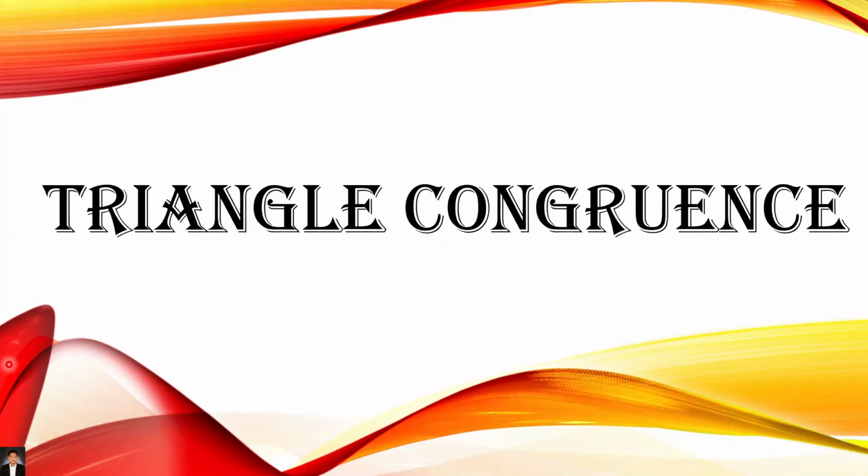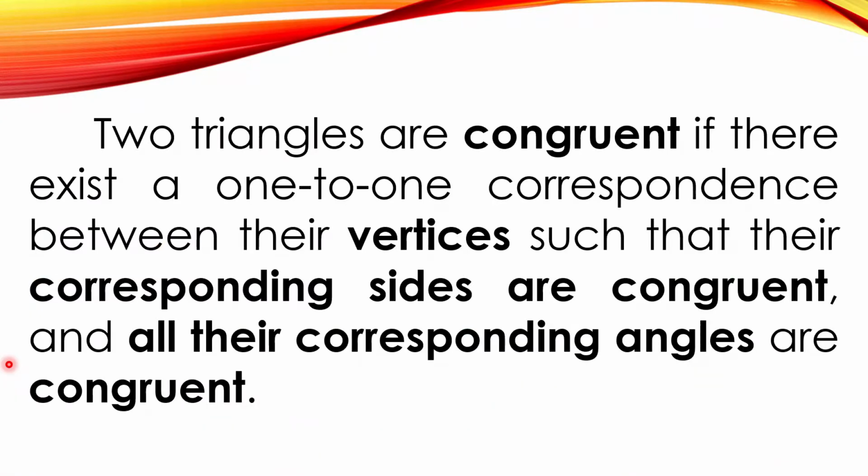Today, we're going to discuss triangle congruence, part 2. Two triangles are congruent if there exists a one-to-one correspondence between their vertices such that their corresponding sides are congruent and all their corresponding angles are congruent.